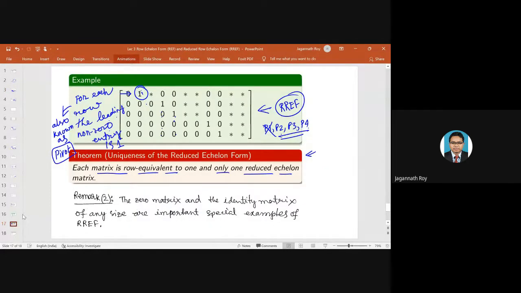Also, remark 2 says the zero matrix and the identity matrix are important special examples of RREF. They are already in the RREF: 100, 010, 001. So this is reduced echelon form.